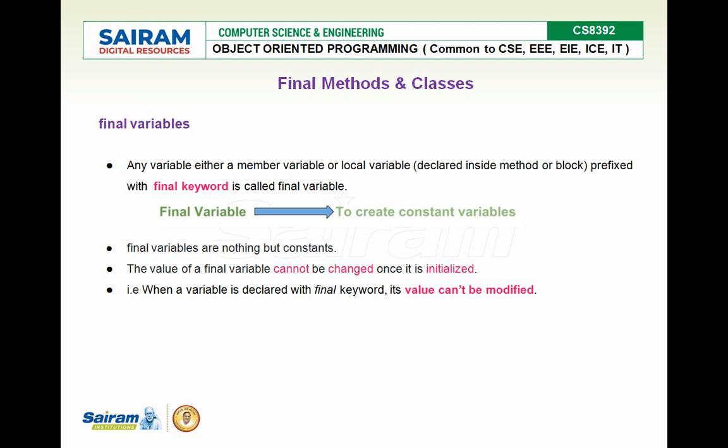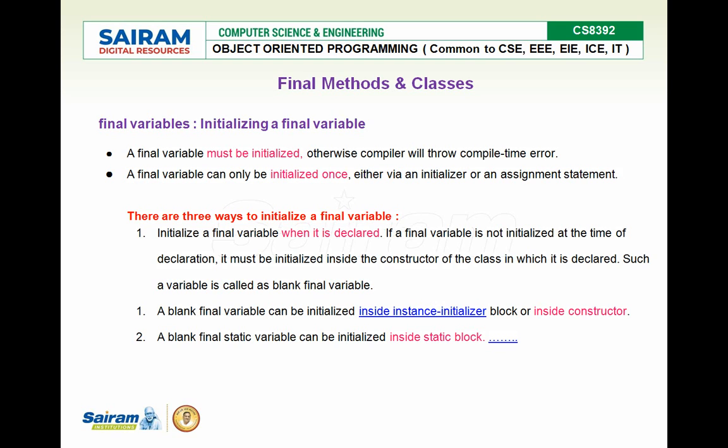We know that, right? That is what variable means: varying. But if you put a variable as final, you cannot change the value once it is initialized. When the variable is declared with the final keyword, the value cannot be modified. So that is about the final variable. And how to initialize a final variable? A final variable must be initialized, otherwise the compiler will throw an error. It acts like a constant, so you have to say what the value is.